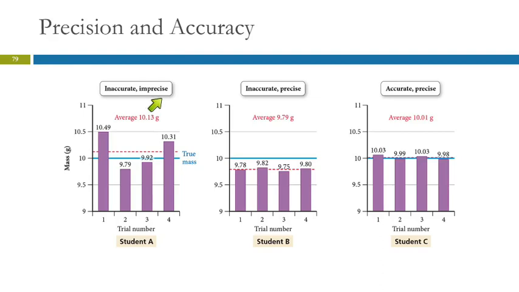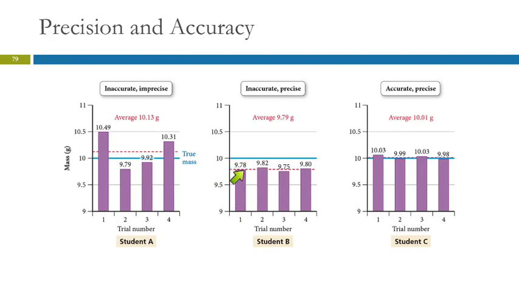So we say that this is imprecise. And then we look at how far the red line is from the blue line. Well, it's kind of far away, especially since we know this is 10.00 grams. It should be within 0.01 grams of the true value. So this is not accurate either. This student really blew it.